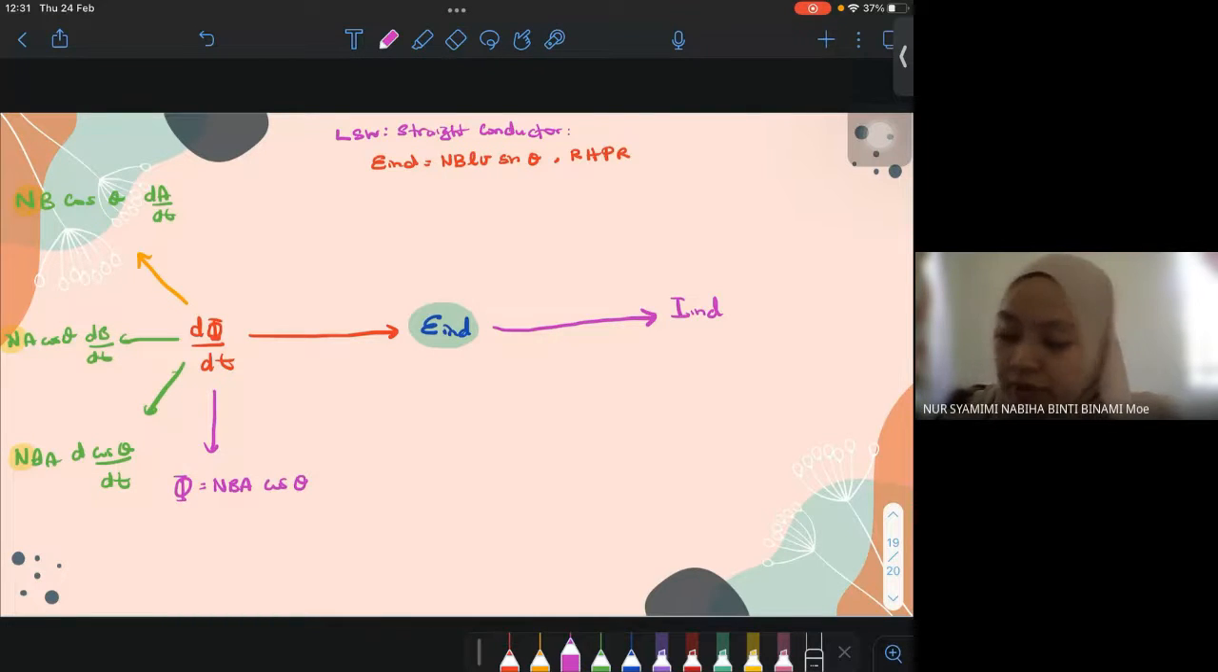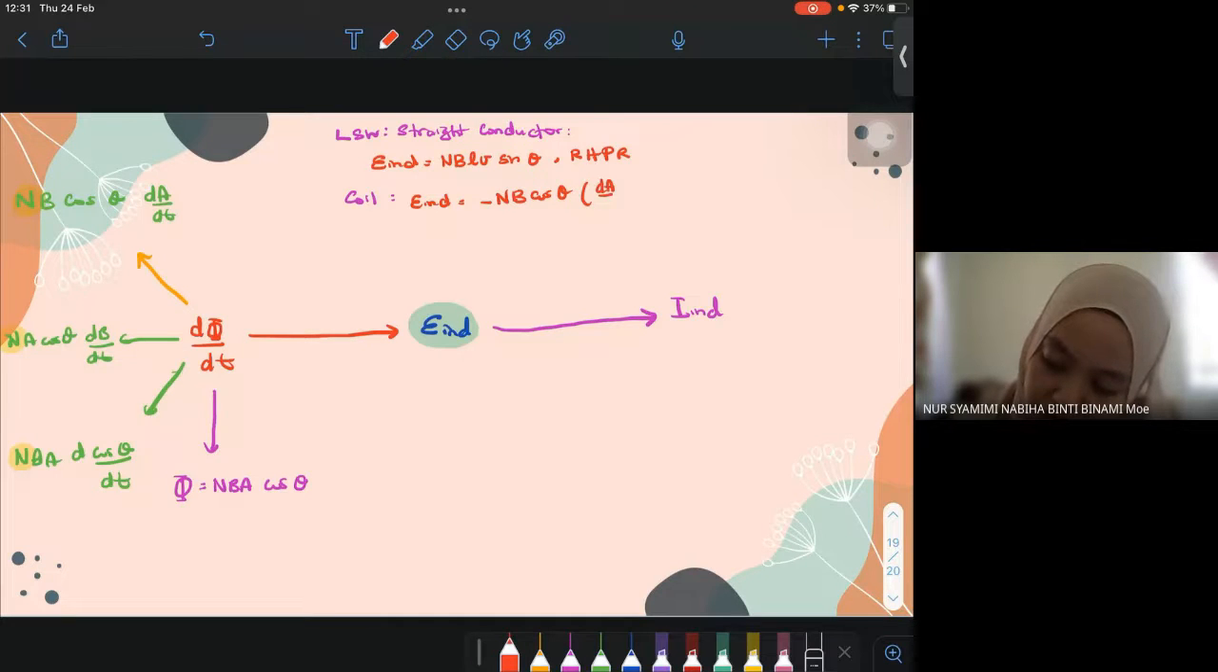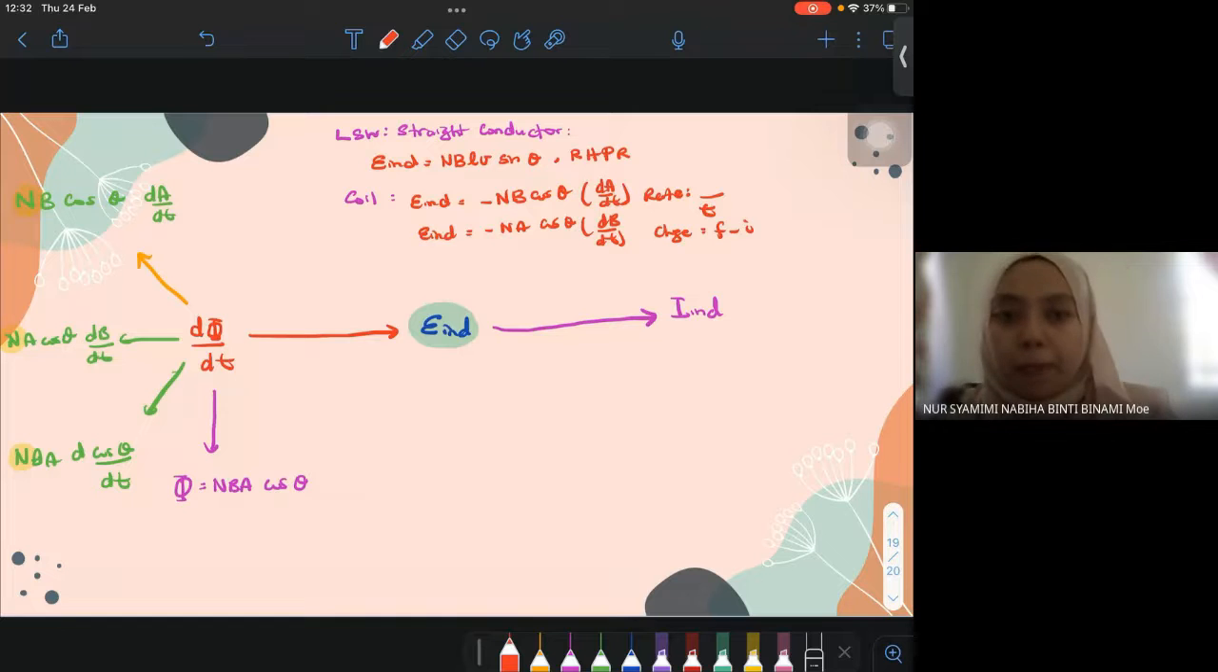The second is the coil, which is divided into 2. First, if the area changes, the equation is E induced equals negative NB cos theta dA over dt. Second, if the magnetic field changes, E induced equals negative NA cos theta dB over dt, where rate means over time. For a change, it is final minus initial.